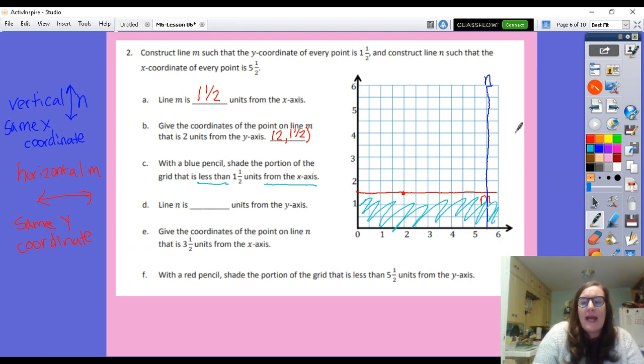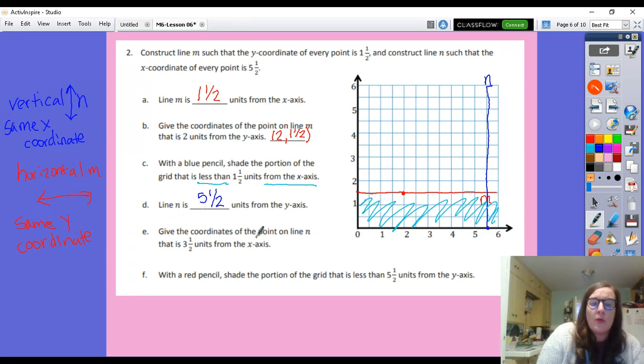Now they're saying line N is what we're going to focus on. Line N here. How many units away from the y-axis is that? Well, if I'm down here, it's 1, 2, 3, 4, 5, 5.5. Even if I'm all the way up here, it's 1, 2, 3, 4, 5, 5.5. So line N, no matter what point I'm at on this y-axis, it is 5.5 units away. That's our vertical line, so it has the same x-coordinate, and that would be our x-coordinate, 5.5.